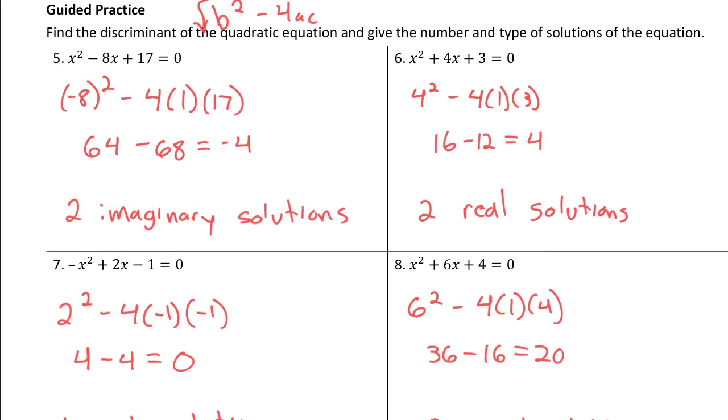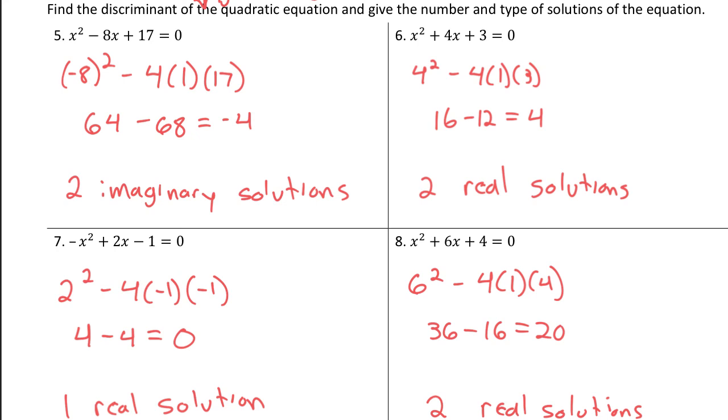Okay, so to round this out, I'm going to explain this fairly quickly, but the main thing is b squared minus 4ac. Pay attention to the signs because this helps you evaluate the quadratic formula further on. So, talking about types of solutions. 5, I got 2 imaginary solutions because I got negative 4 as my discriminant. 6, I got positive 4, which means 2 real solutions. 7, I got 0, which means 1 real solution. And then number 8, I got positive 20, which means 2 real solutions.